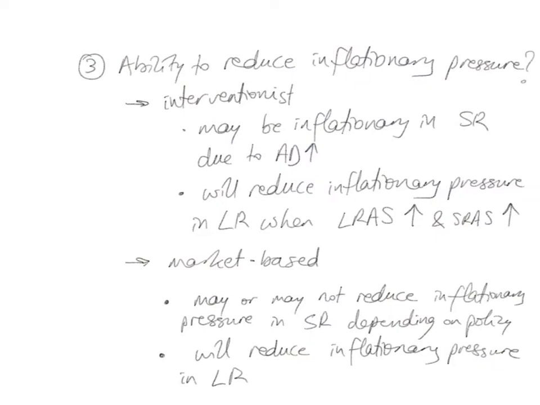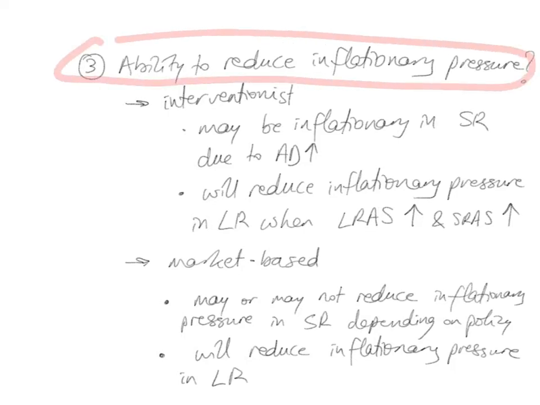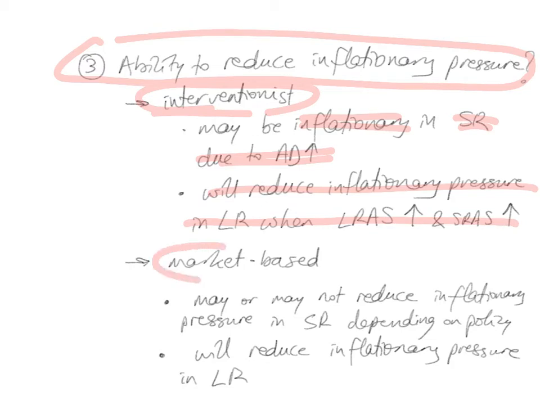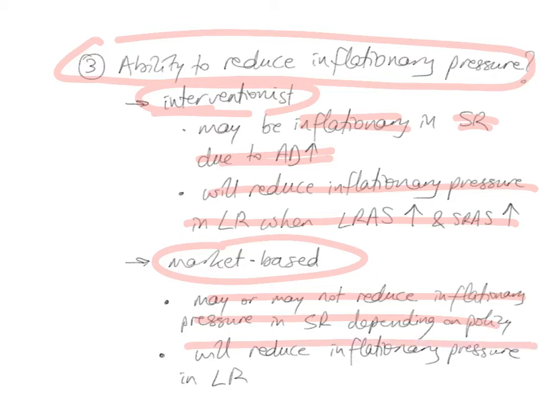What about the ability to reduce inflationary pressure? This will depend on the type of policies. Interventionist supply-side policies may be inflationary in the short run. Why? Because they increase aggregate demand. However, in the long run, they will reduce inflationary pressure when both the LRAS and the SRAS curve increase. Market-based policies may or may not reduce inflationary pressure in the short run, depending on the policy, but they will definitely reduce inflationary pressure in the long run.